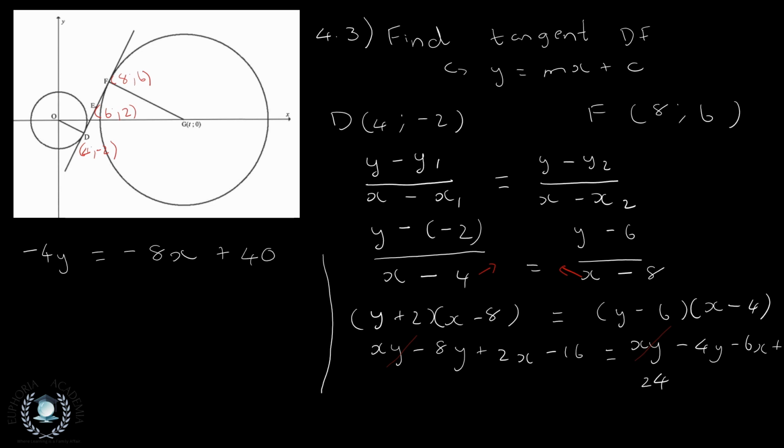Alright, let's do some quick algebra. Divide through by minus 4. And we're going to find that y is equal to a positive 2x minus 10. Right, so our final equation is y equals 2x minus 10. That's the equation of the straight line.